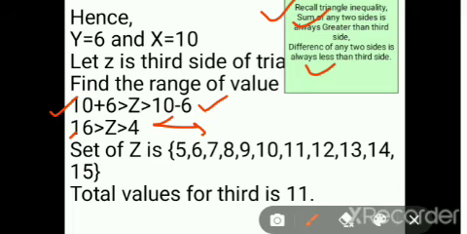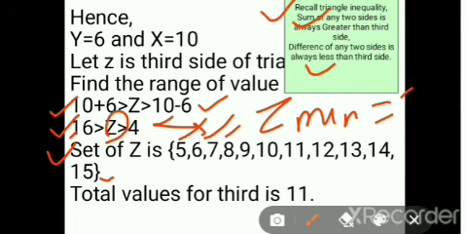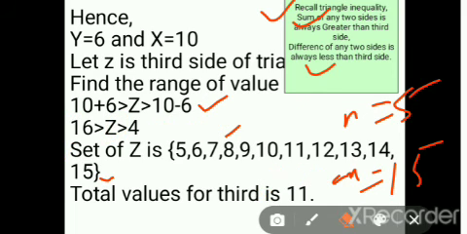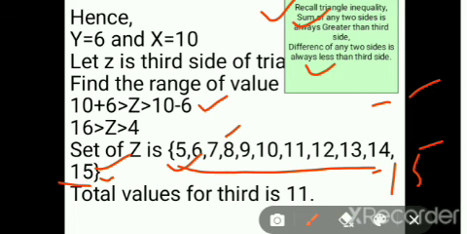So what are the values for z? As z is greater than 4 and z is an integer, we have 5, 6, 7 and up to which value? Up to less than 16. That means the maximum value of z would be 15. So the minimum value of z is 5 and the maximum value would be 15. We just calculate how many values for z here, 5 to 15. Just count all the values. The answer comes out to be 11. So this is the answer to my question.